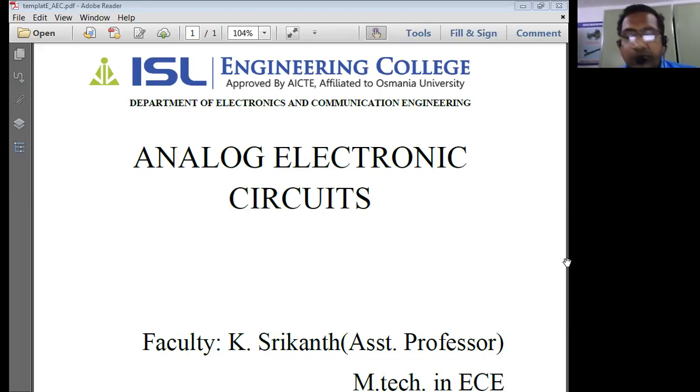Dear students, having done with the basics of class A power amplifier, and having discussed the basic operation of class B as well in the previous session, we are ready to go on discussing the class A power amplifier with transformer coupling.